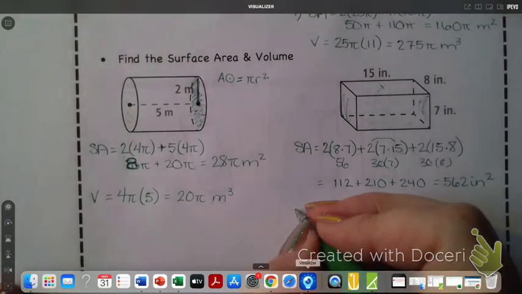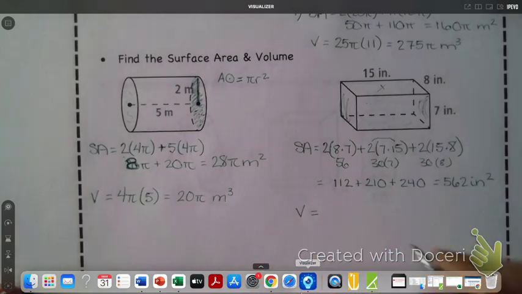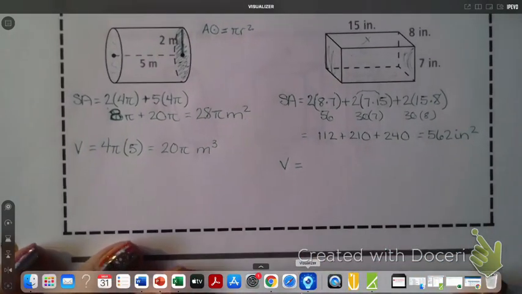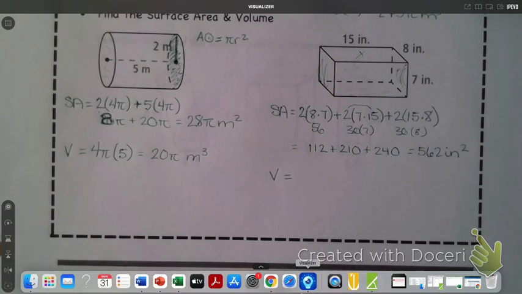So, Brian, who's going to do the volume? Mason looks like he really wants to do all. Okay, so Mason, you're going to do the volume. I think volume is much easier than surface area. Okay, so you need the area of the base times the height.